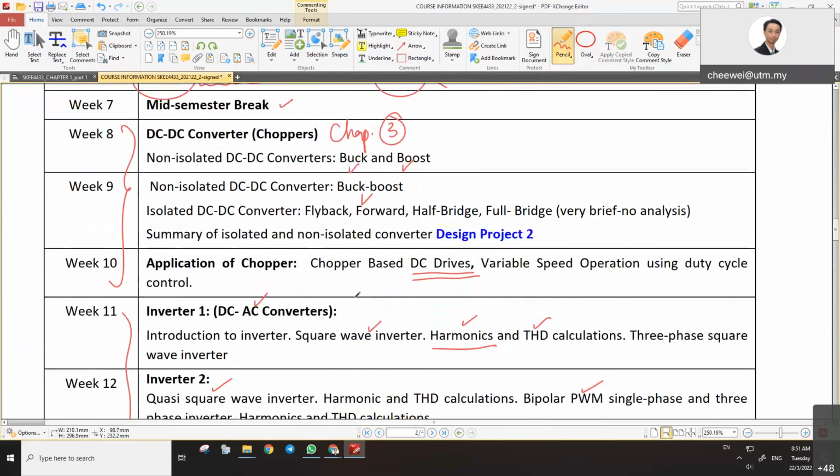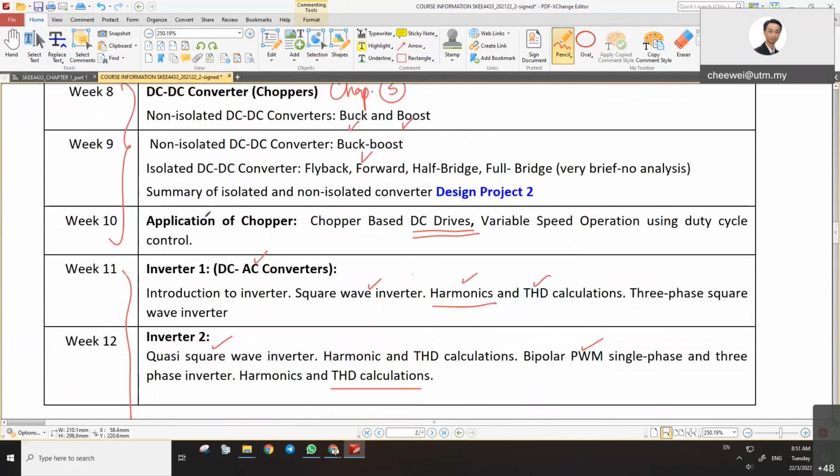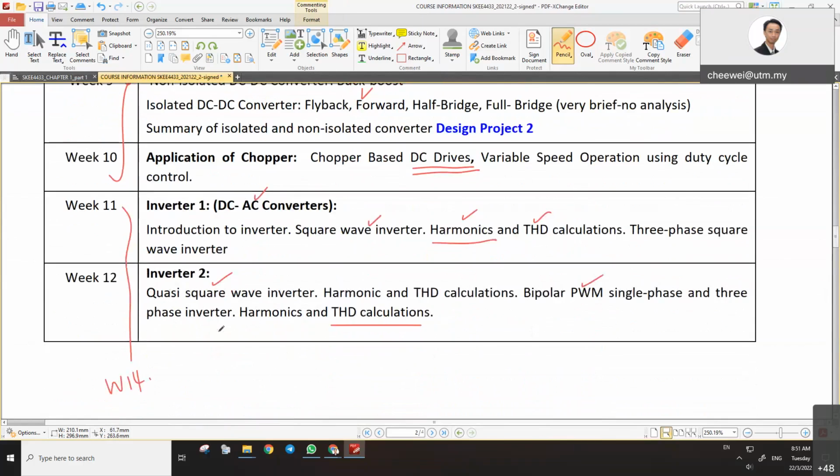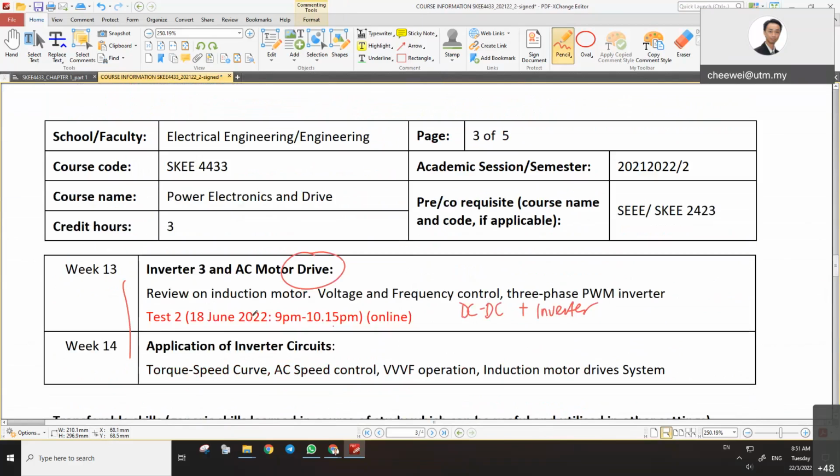Because you have finished chapter 3 already, DC-DC, and then inverter beginning, I think it will stop here until quasi square wave. So that is the content of DC-DC test 2. Mid-June, that will be somewhere mid-June. Exact date maybe will change later, not sure.